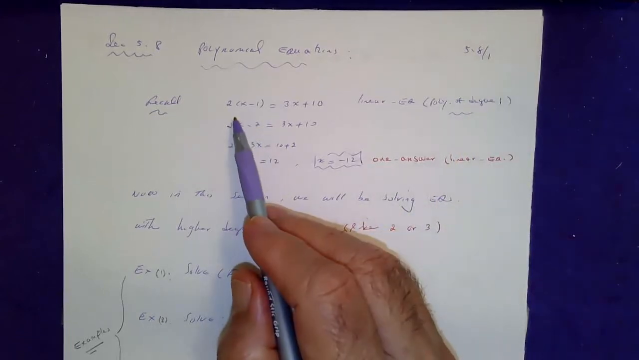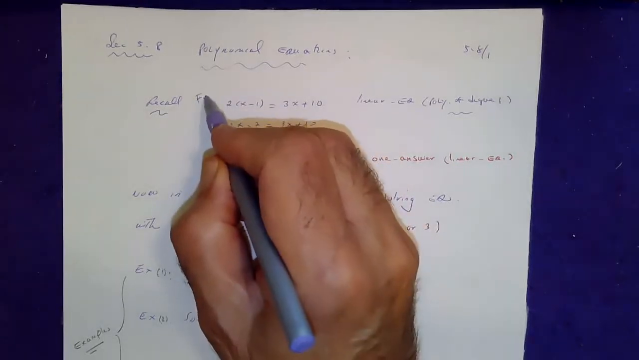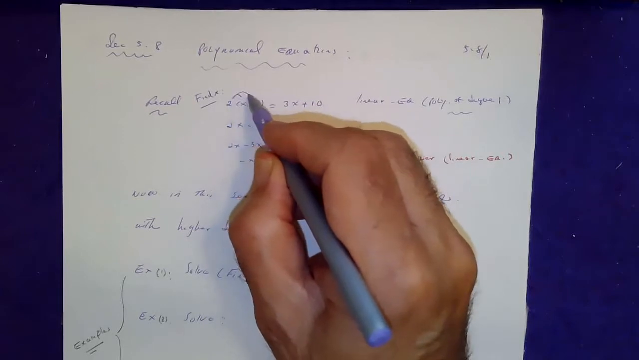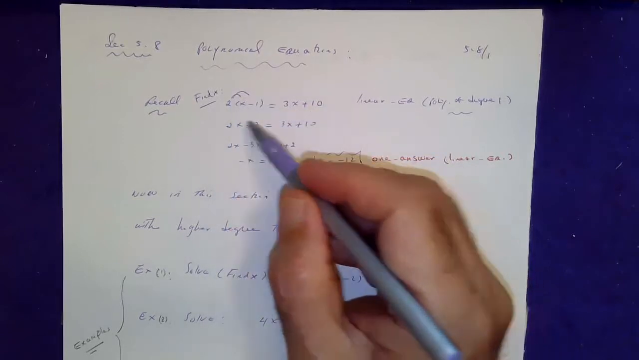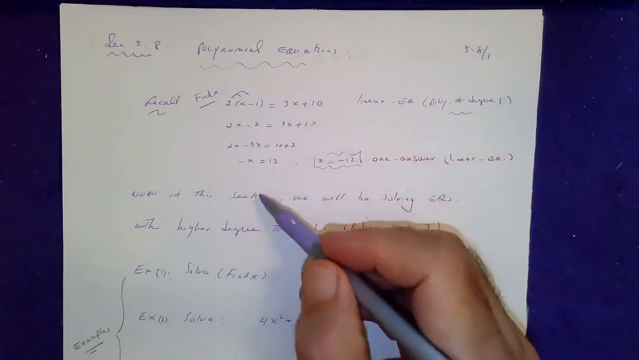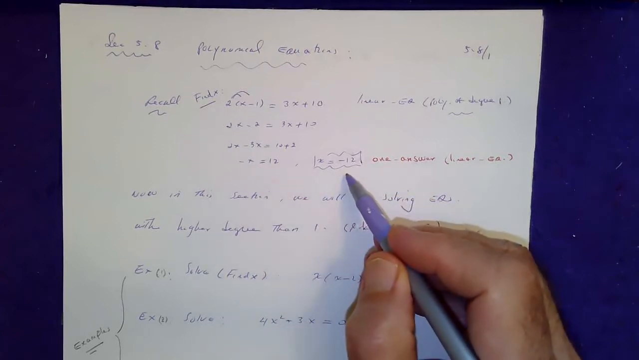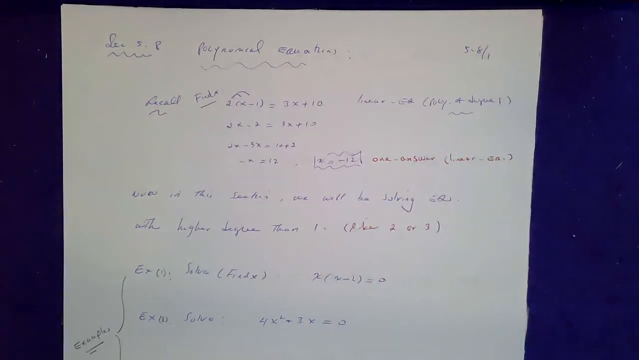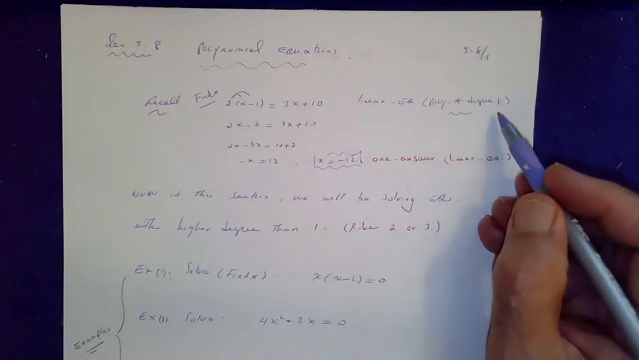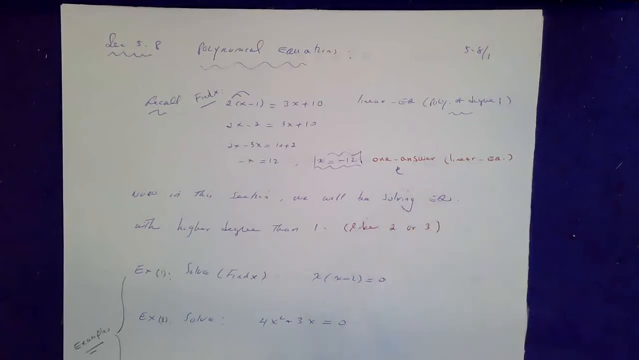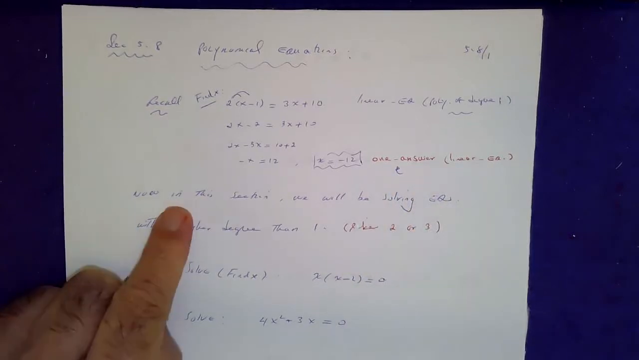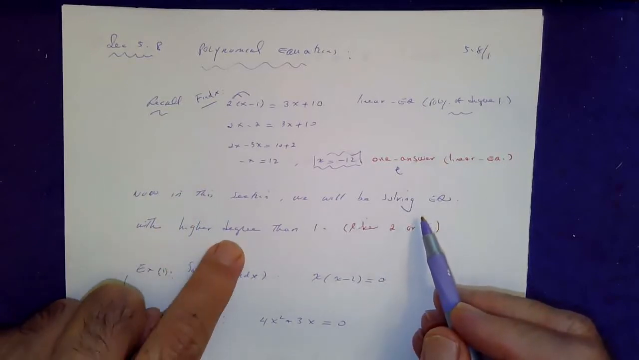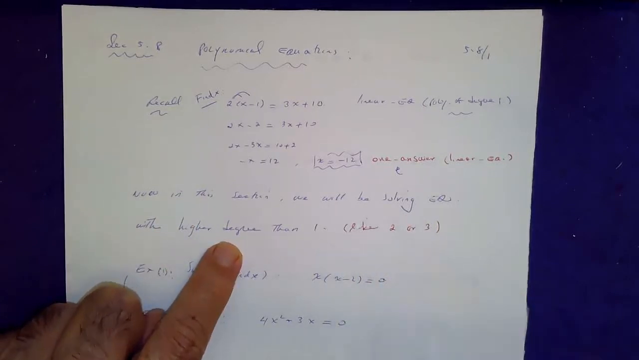So, for instance, if we were asked to find x in previous chapters, what we did, we distributed the 2, and then we collected the x's on the left side, and then we isolated x. Lo and behold, we got an answer. But keep in mind, because this was a polynomial of degree 1, we only came up with one answer. In this section, we'd like to go over solving equations with higher degree than 1, like 2 or 3.